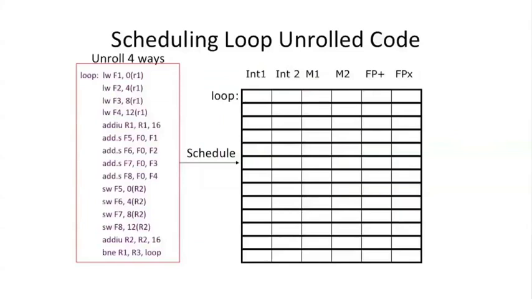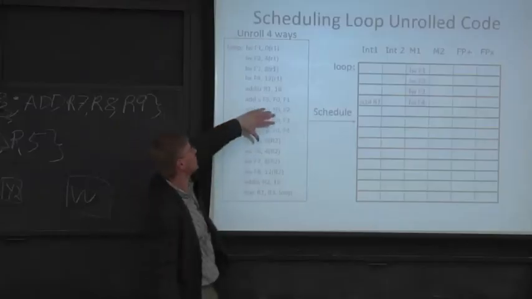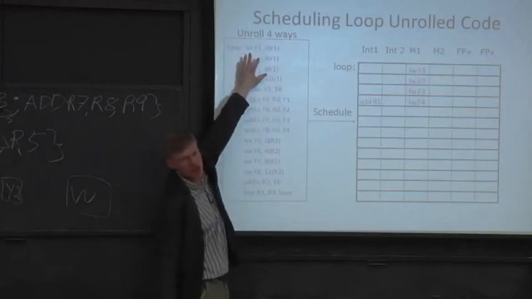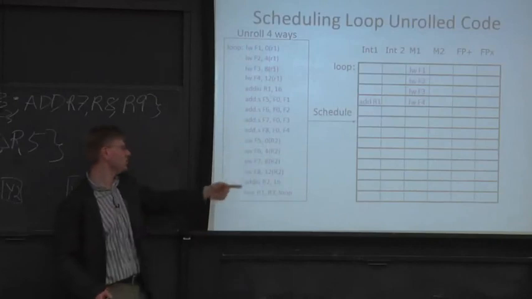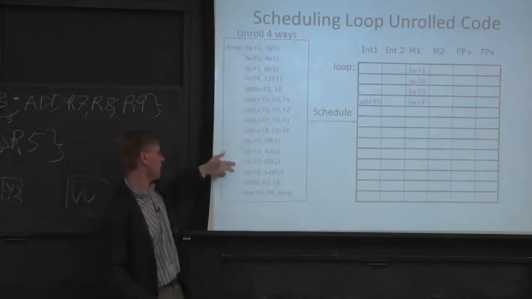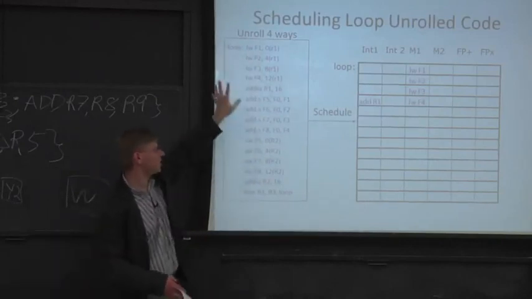OK, so let's look at the scheduling now of our loop unrolled code. We can do a bunch of loads up front here. So we've intermingled these loops. And what's kind of cool is we can actually pull out the loads and throw them to the top, and the stores and push them to the bottom, and then put all the adds in the middle, and maybe sprinkle the array updates somewhere else.